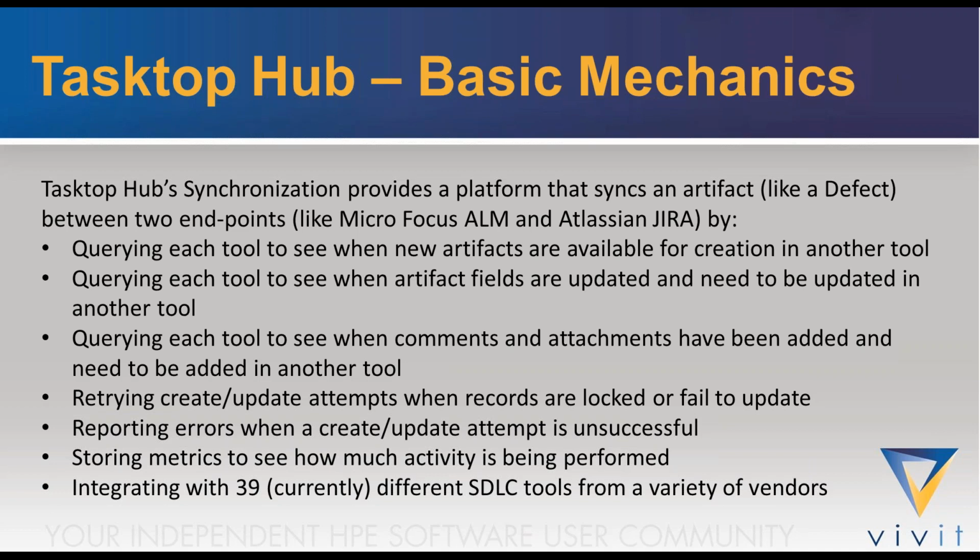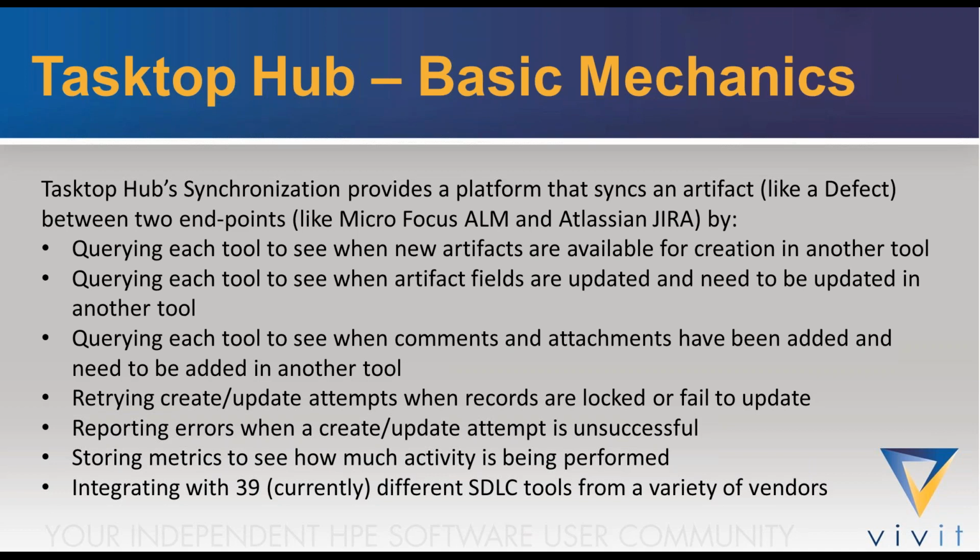It's going to keep watching those artifacts to see if any field updates occurred. And if so, then Tasktop Hub will go ahead and make those field updates in the other tool. It'll watch for comments. It'll watch for attachments. So when comments or attachments get added, it'll automatically facilitate the addition of those items to the artifact in the other tool. And then it also provides mechanisms to retry. Maybe there's a locked record on one of your endpoints and it can't update it at that time. It will wait and then retry several times until it is successful.